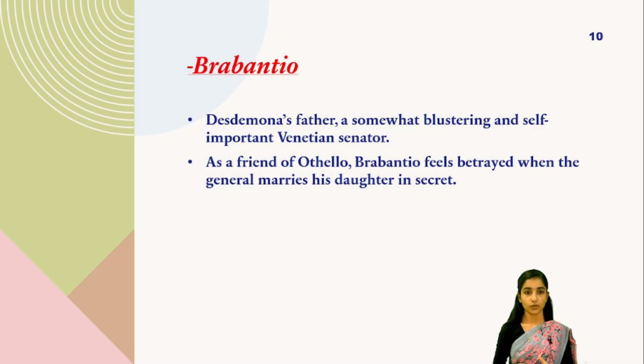And then Brabantio, Desdemona's father, has some self-importance towards the Venetian people, and he is a friend of Othello. Brabantio feels betrayed when the general marries his daughter in secret, because he doesn't like that the both of them got married. They eloped and got married without Brabantio's knowledge.